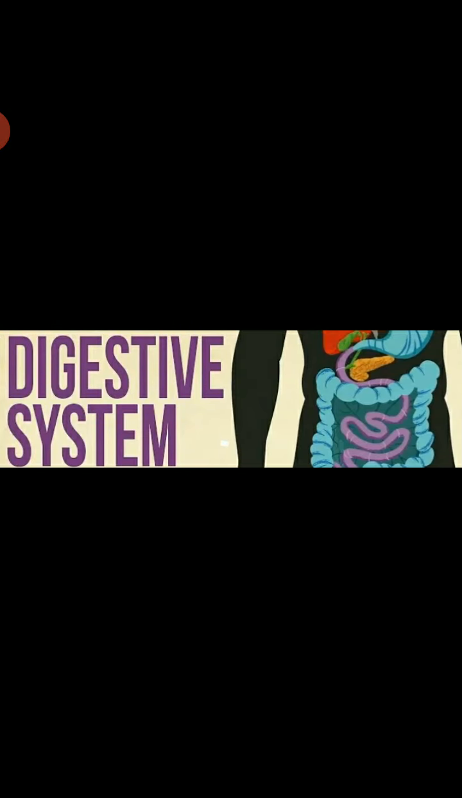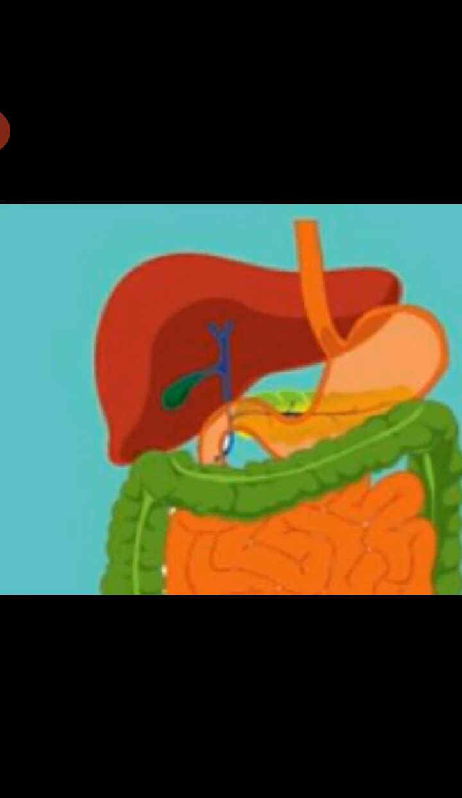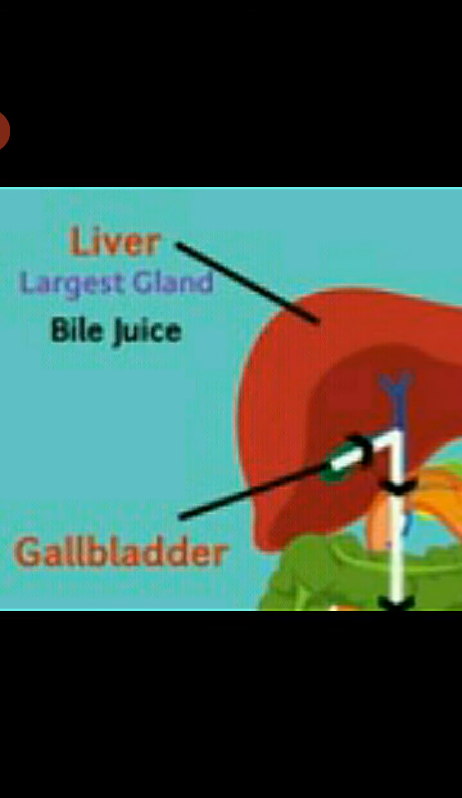Today we continue the topic digestion in humans. Last class we discussed the small intestine. It receives secretions from the liver and pancreas. Besides, its wall also secretes juices. First we study the liver.